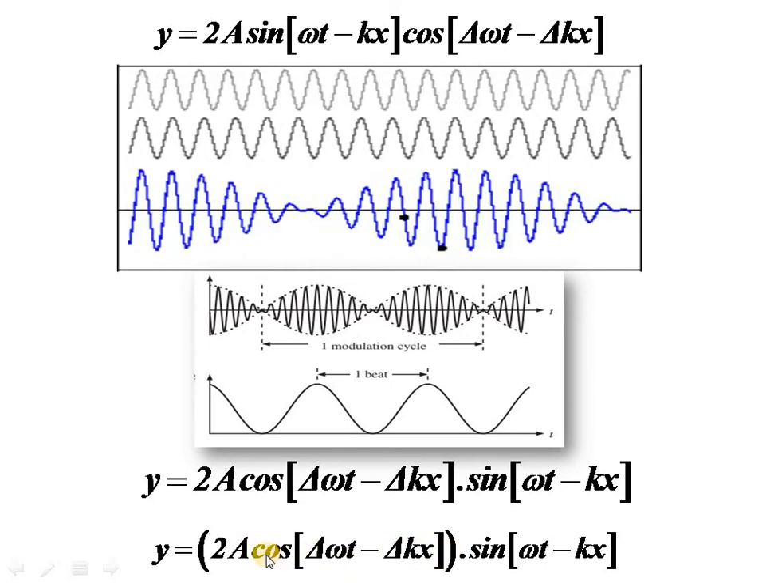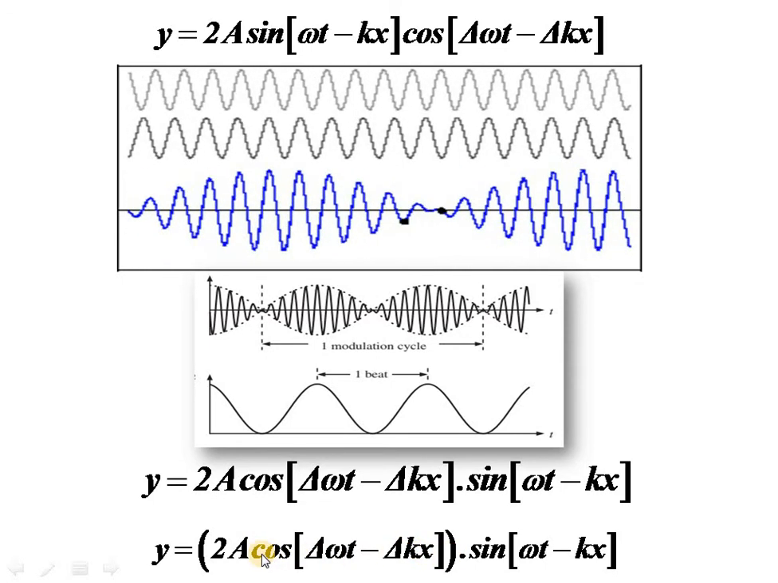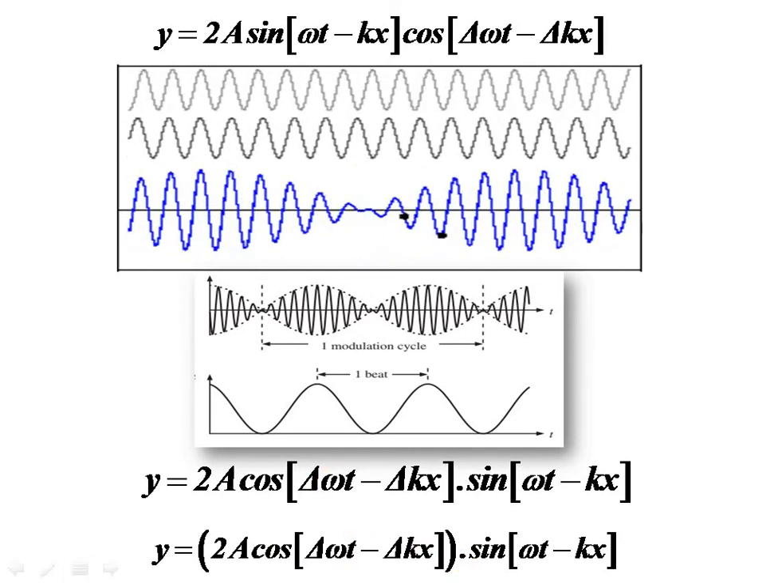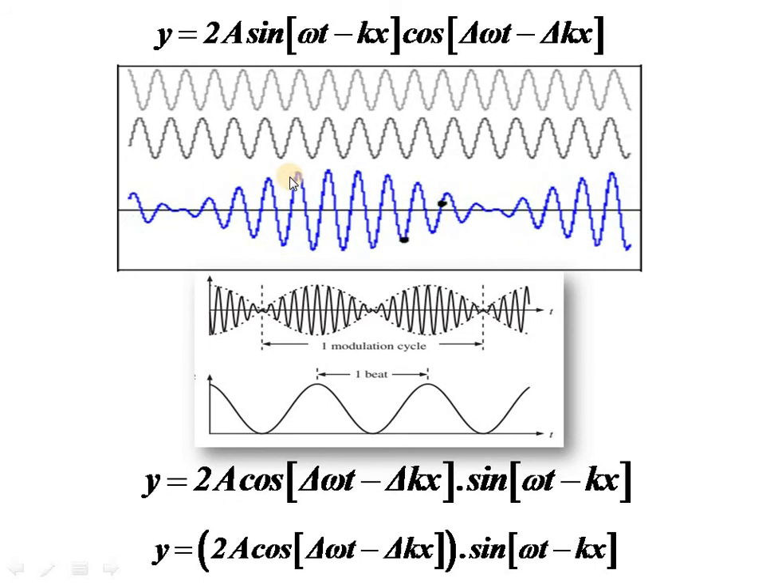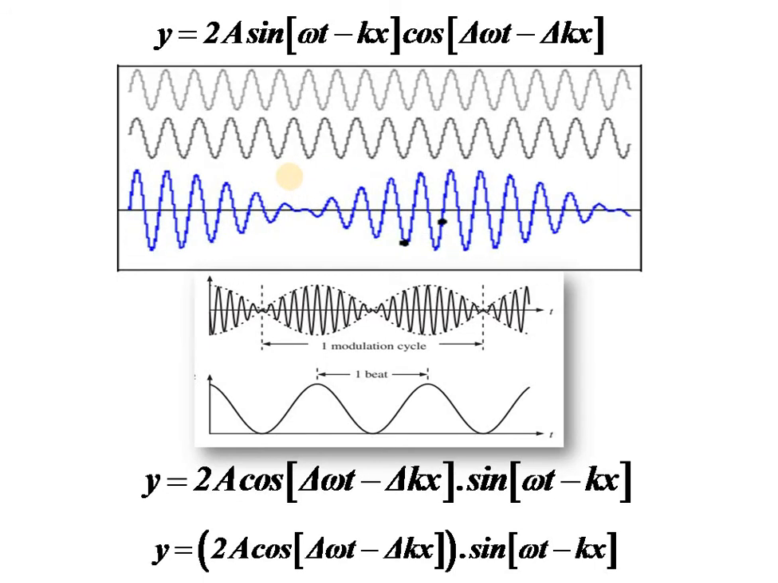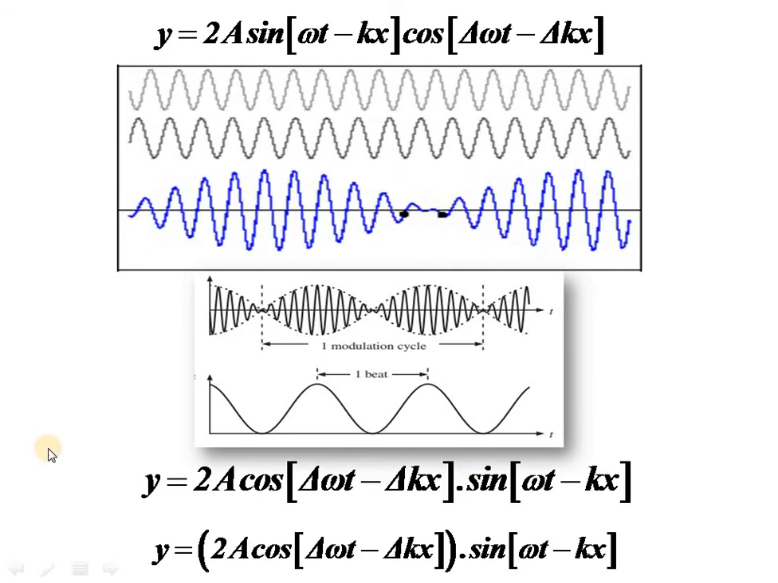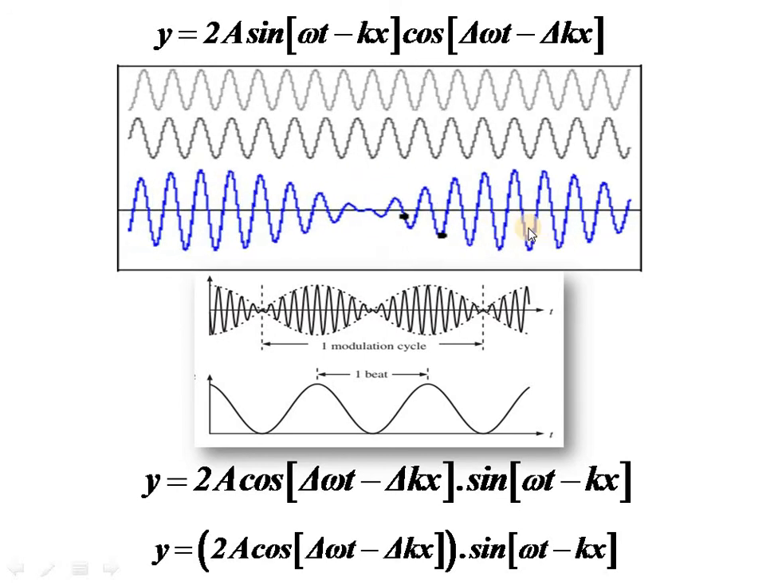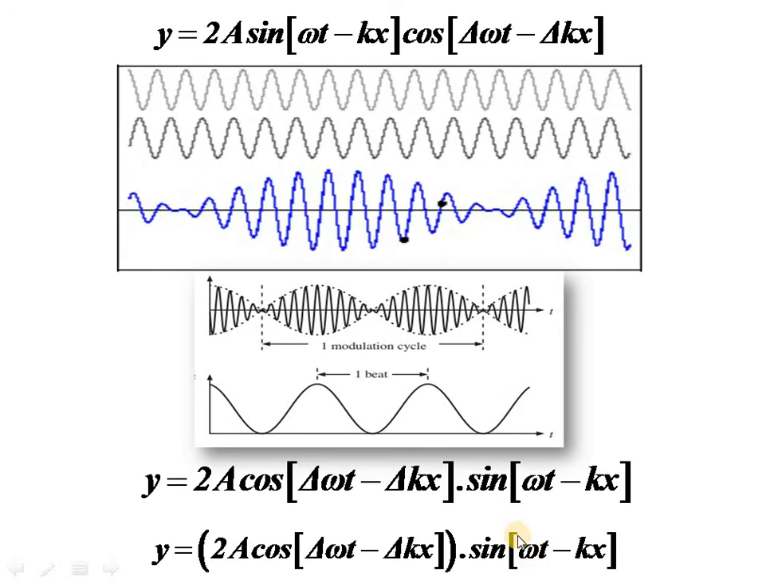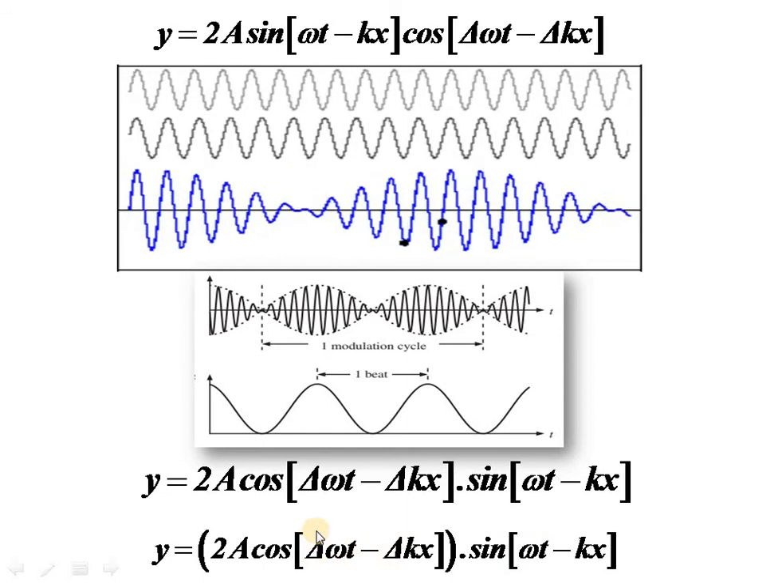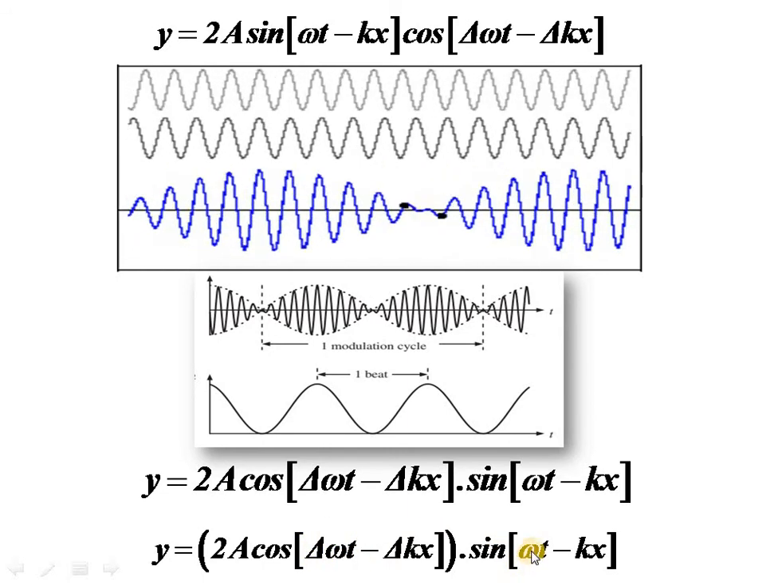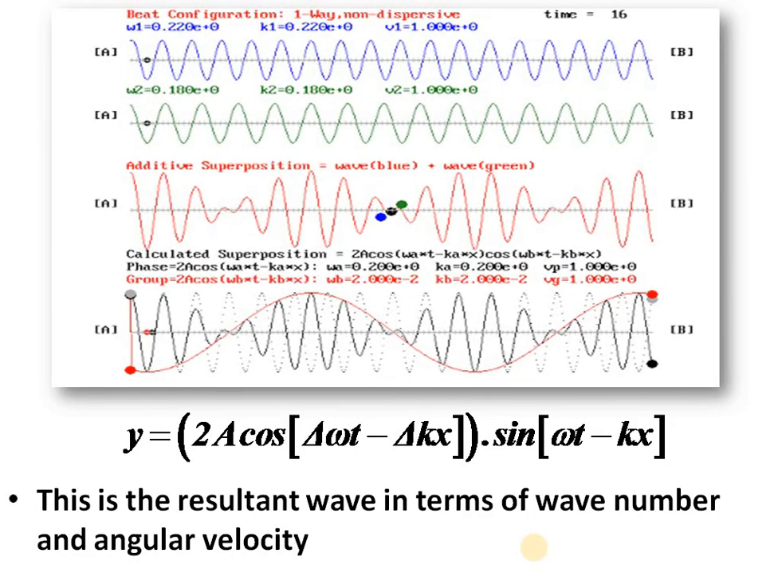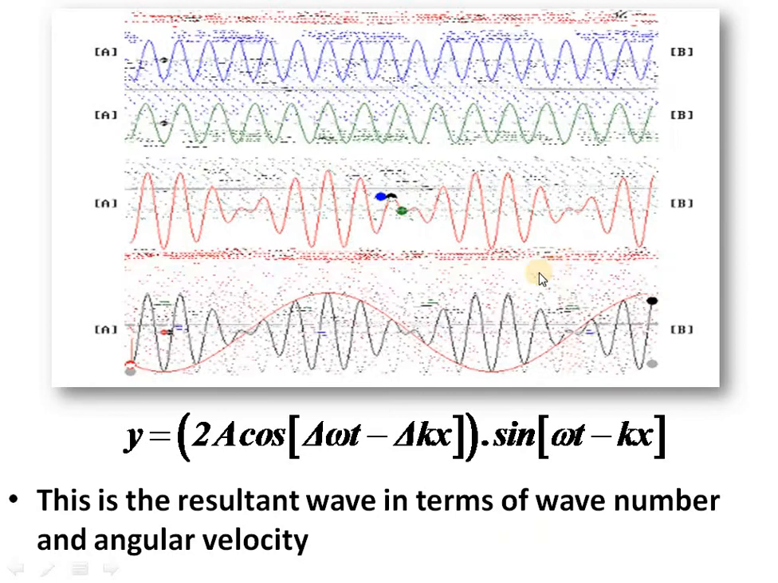This bracketed term shows the amplitude variation of the envelope. And the second factor shows the variation within the envelope. Obviously, the variation of the envelope is comparatively very little compared to the oscillation within the envelope, because here the oscillation frequency is delta omega, whereas here the oscillation frequency is omega. And all of this is beautifully illustrated in this animation.